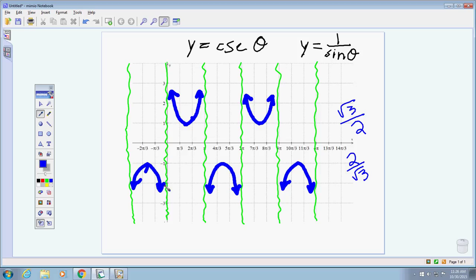Now the secant graph is almost exactly the same, except just like sine is to cosine, or cosine is to sine, cosecant to secant. What do we do with our graph? Shift it. Yeah, it's going to be a horizontal or phase shift to our secant graph.